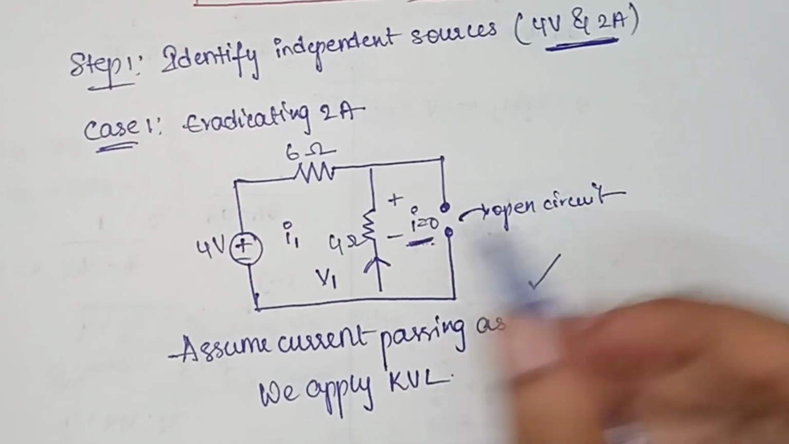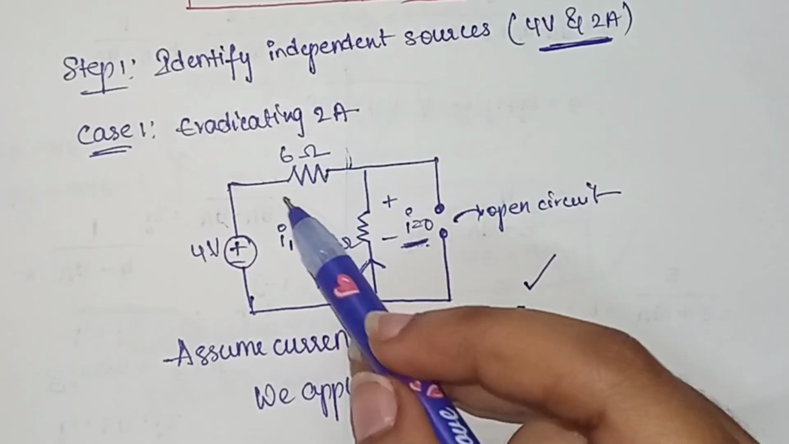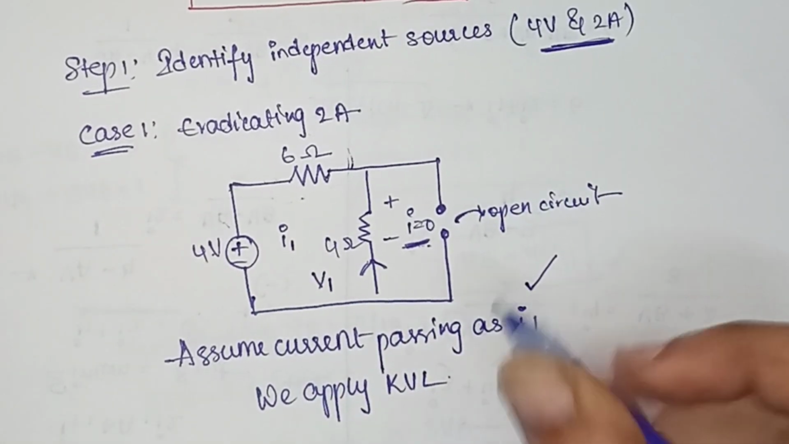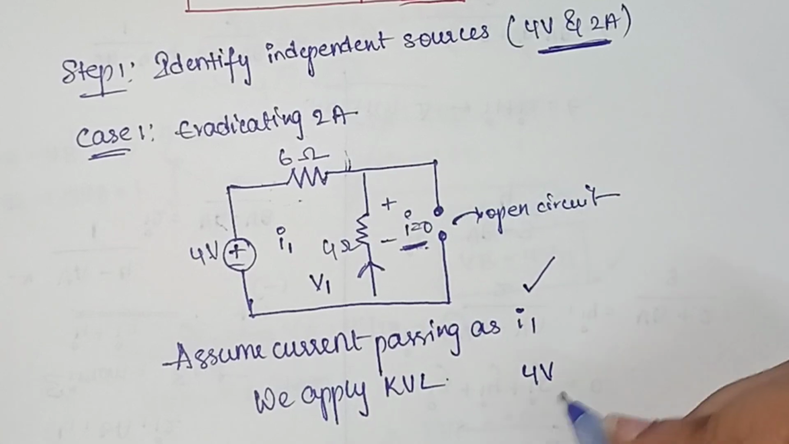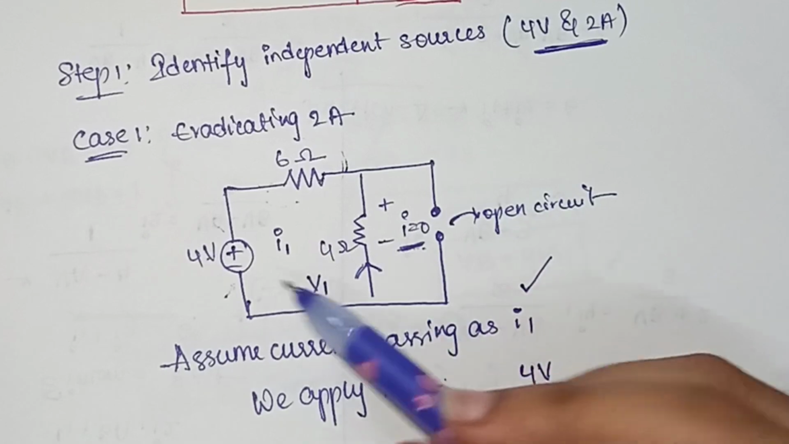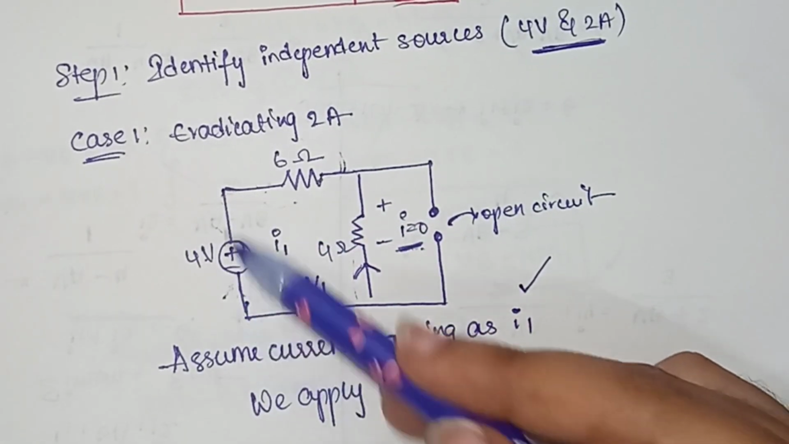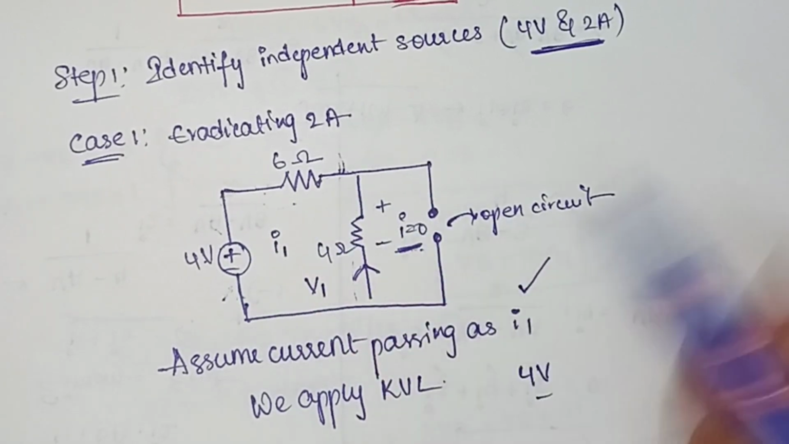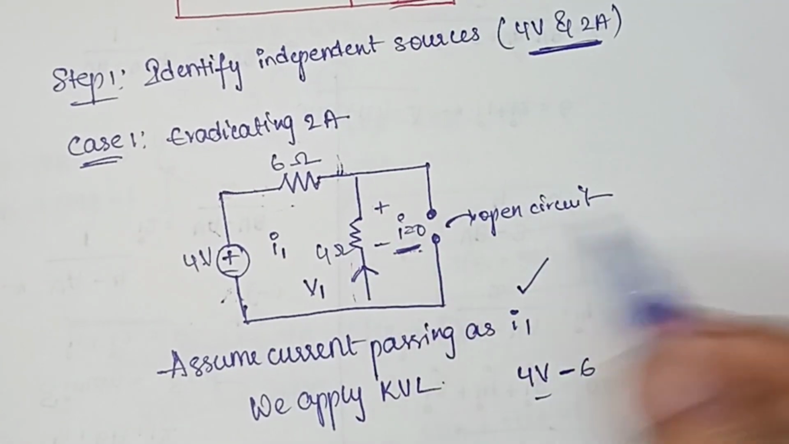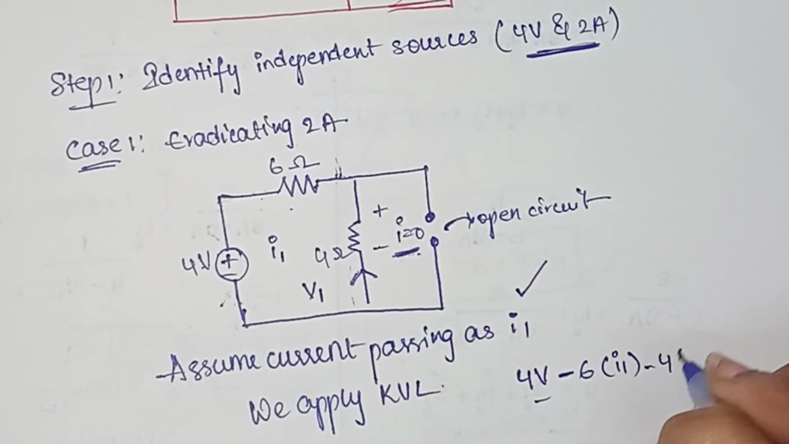See, in KVL we are having a 6 ohms resistor, 4 ohms resistor and 4 volts. Since the current flows from higher potential to lower potential, first we have taken our 4 volts, and now since the current is flowing from this particular point to here and then again here, it's a potential drop in this case. So we'll get 4 volts minus 6 into I1. What is the current here? I1, and then again minus 4 into I1.